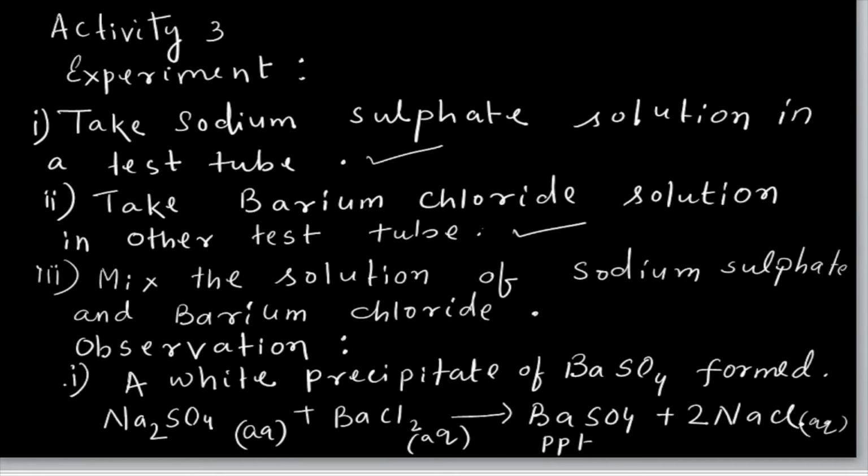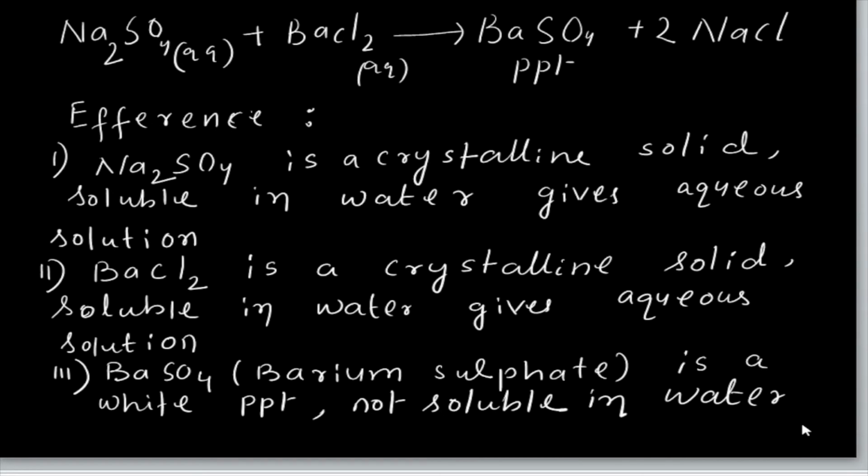Then what is the conclusion here? That means a barium sulfate white color precipitate is formed. So what will you take? Sodium sulfate aqua and barium chloride give barium sulfate and NaCl. Then what is the inference and what is the conclusion?